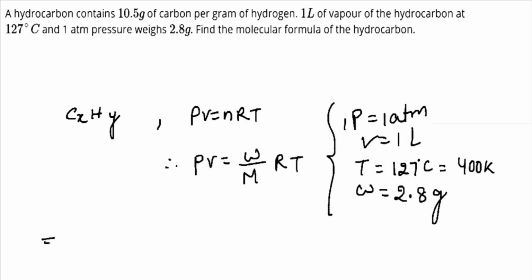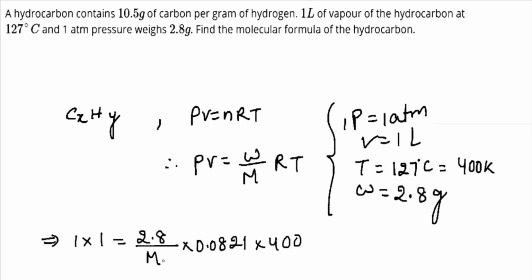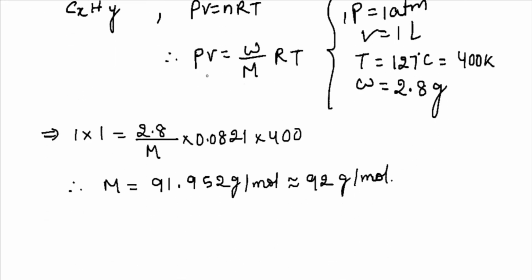Therefore, putting these values in PV equals nRT, we get P equals 1, V equals 1, that is equal to 2.8 divided by M, and R equals 0.0821, and temperature is 400, so into 400. If we calculate from here, M comes out to be 91.952 gram per mole, or you can say equivalent to 92 gram per mole, right? So this is the value of molecular mass.